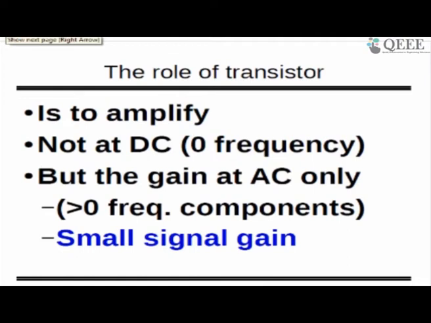There is another role of the transistor. We want to amplify, but not at the DC value. We want to amplify beyond the DC value, it has to be AC. What I mean by that is, I want to amplify the AC signal only, not DC.